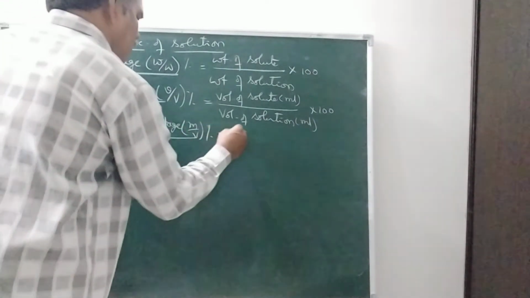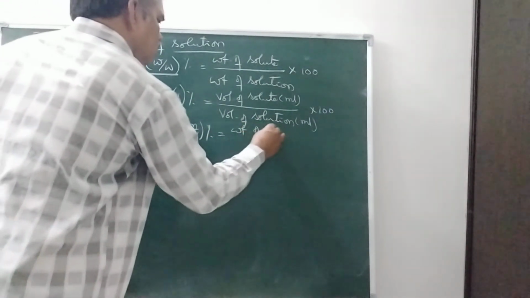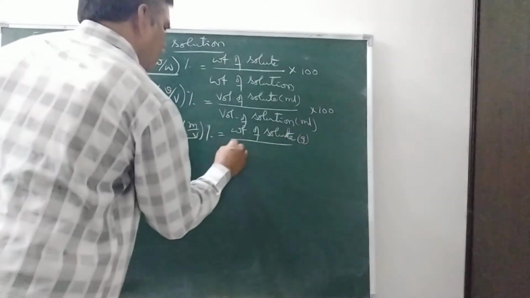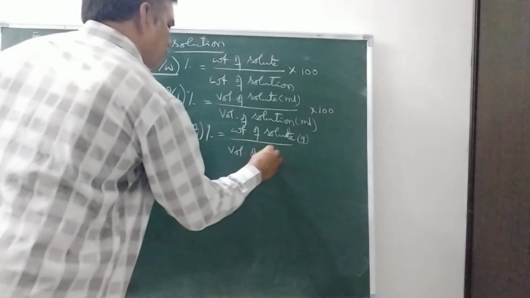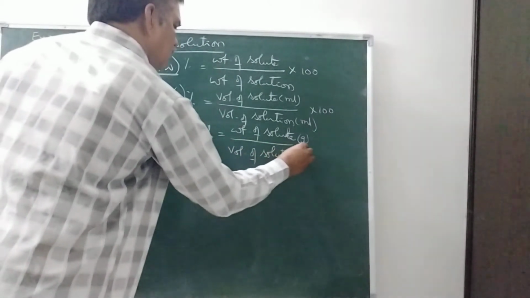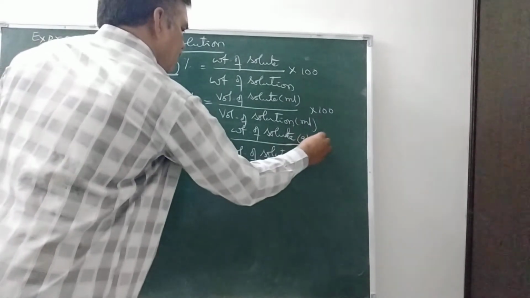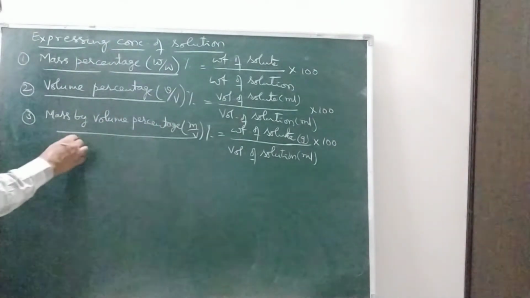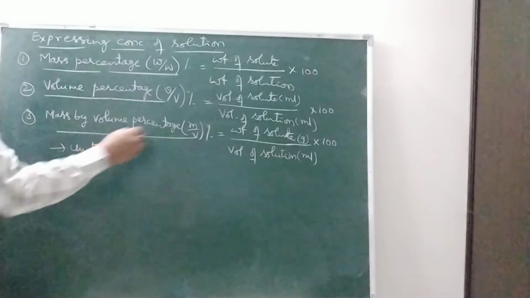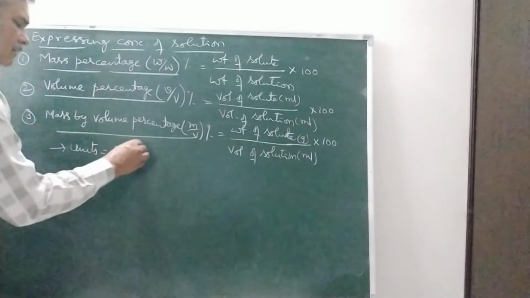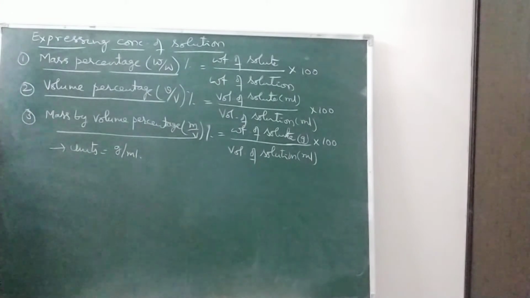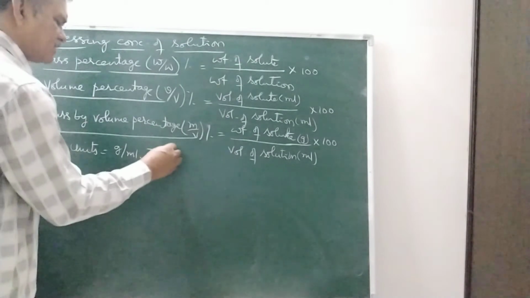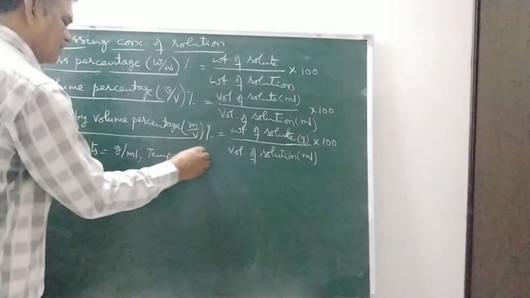Or if we take the formula, mass, that is weight of solute in general in grams, by volume of a solution. Volume of a solution in general we take in ml, into, when we say percentage, into 100. Of course, it has units. Its units are grams per ml or grams per liter. And it is temperature dependent. When volume is given, it is temperature dependent.